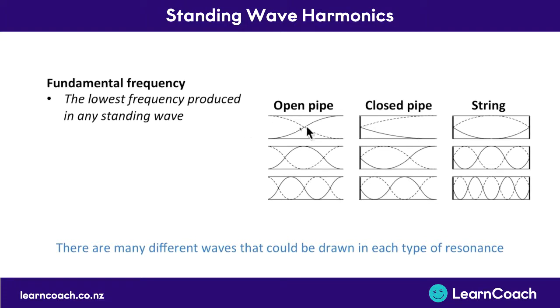So it's the top line of all of these three options. In an open pipe, it's a half wavelength with an antinode at each end. In a closed pipe, it's a quarter wavelength, and in a string, it's also a half wavelength.